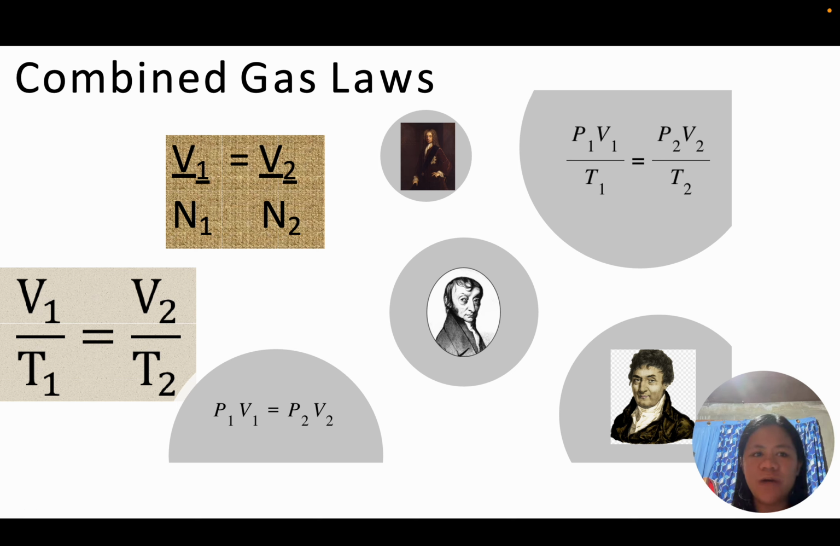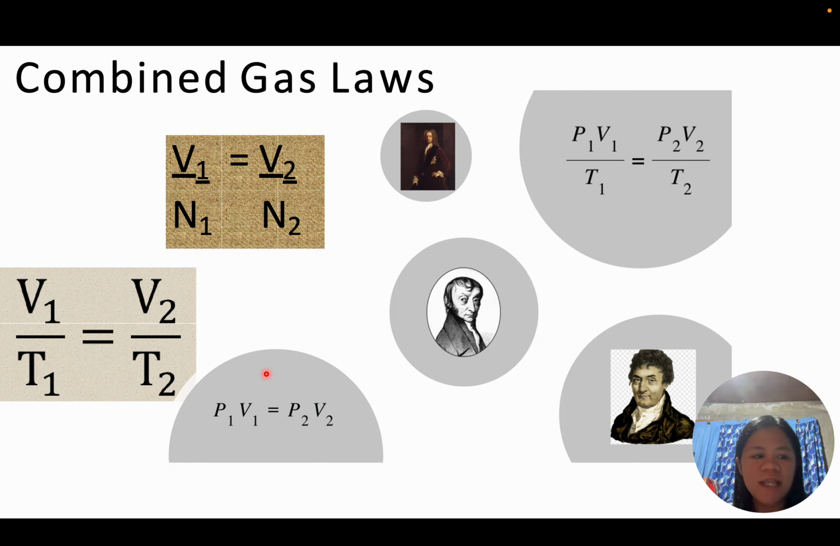So, we are now in our very last lesson in our Elective Science 8, Chemistry. So, combined gas laws. The point of the combined gas law is that not everything is constant. There are problems where the temperature is constant, or the pressure is constant. So, what if not everything is constant? That is where the combined gas laws came up.